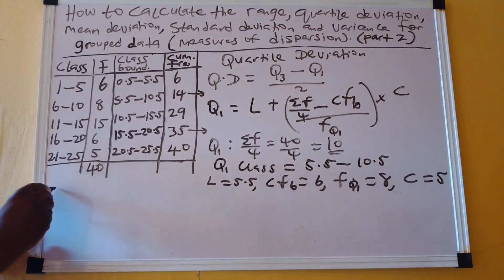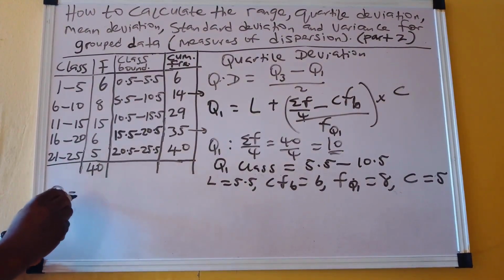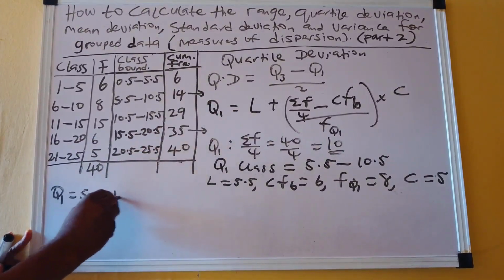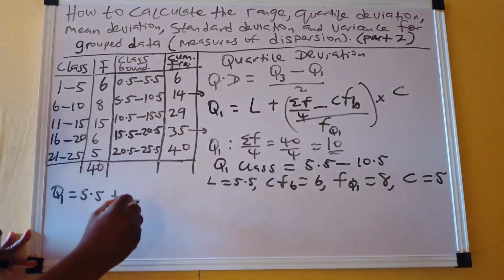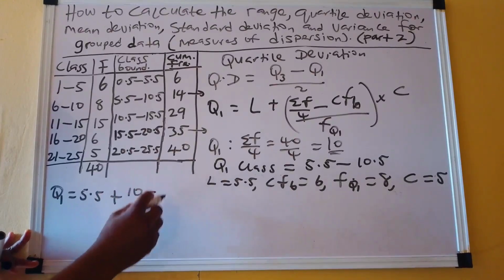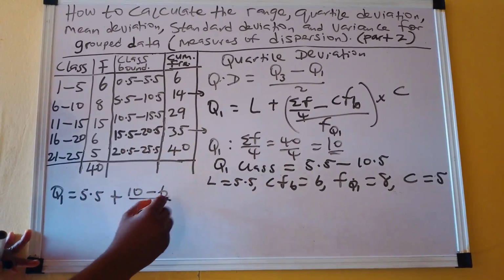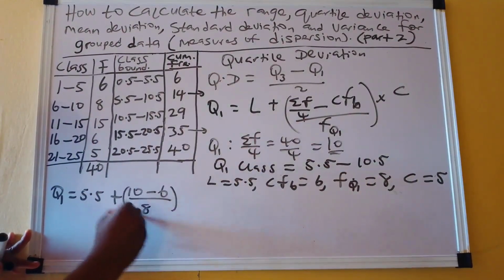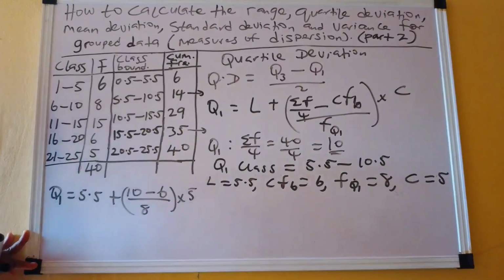Now our Q1 will be equal to L, which is 5.5, plus summation f over 4, which is 10. That's what we got here. 10 minus the cumulative frequency before that, which is 6, all over the frequency of that class, which is 8, then times 5.